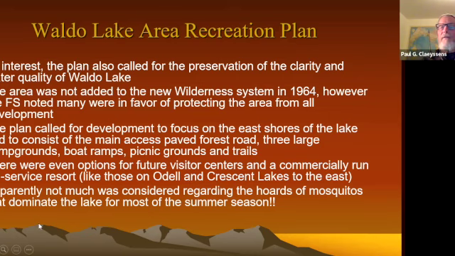There was talk about developing a visitor center and resorts, options for more commercial activities related to recreation. But I think the mosquito issue was probably putting somewhat of a damper on that. And there were already other resorts nearby at Odell, for example, or Crescent.